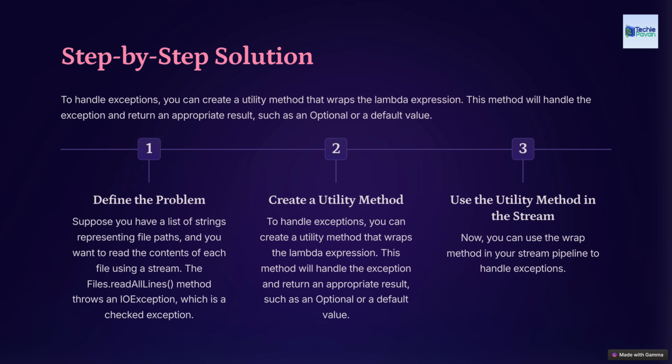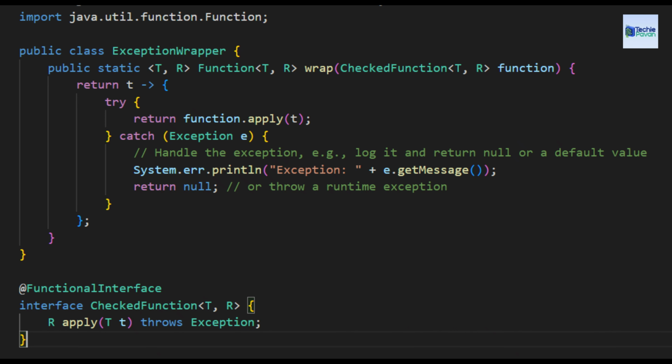Step 2. Create a utility method. To handle exceptions, you can create a utility method that wraps the Lambda expression. This method will handle the exception and return an appropriate result, such as an Optional or a default value. Let's break down the code.